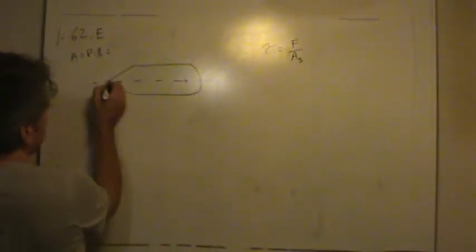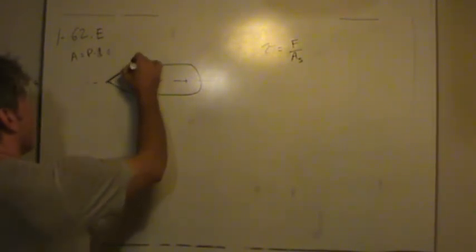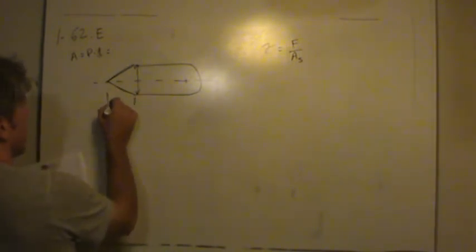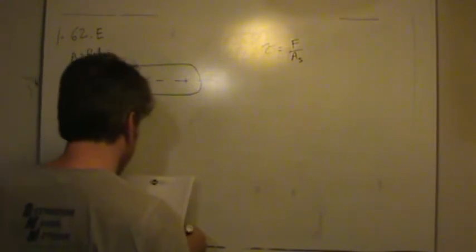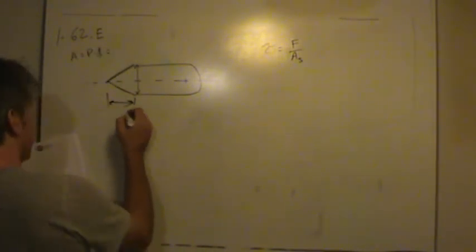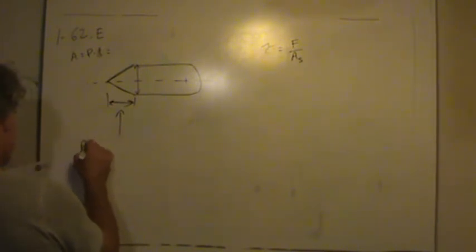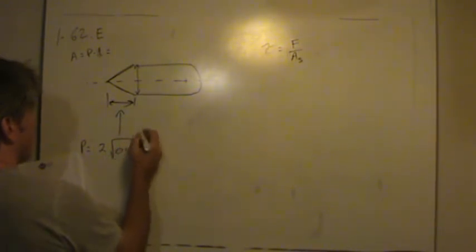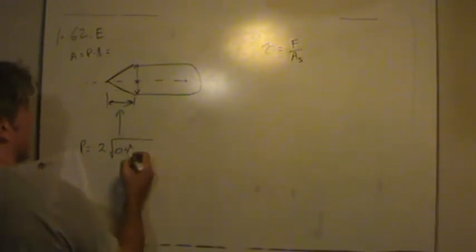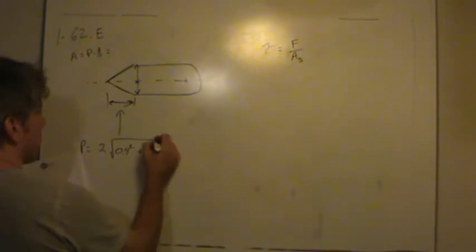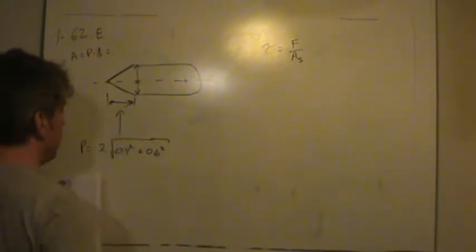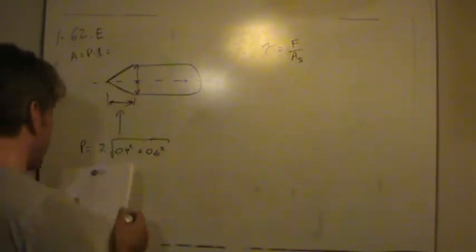To calculate the perimeter, I realized I've got a length here and a length here. Now the dimensions we're given are essentially this dimension and this length. And so for this section, perimeter equals, there's two of them, this side and this side, square root of 0.4 squared, which is that distance, plus 0.6 squared. So I'm just using this distance here. This is 0.6, there's 0.4. That gives me the length of one side. It's just Pythagorean's theorem because that's just a little right triangle.